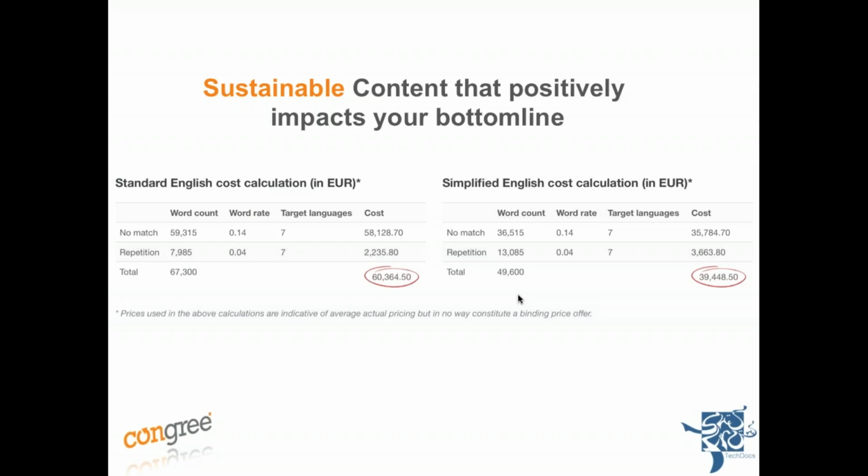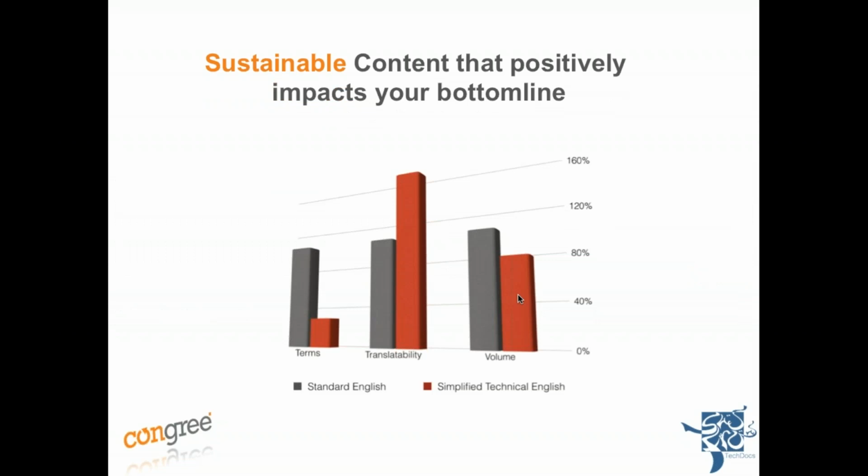So for those of you who prefer looking at a graph more than a table or a text, just an overview of how the number of unique terms, the translatability, and the overall volume of the text are affected by the use of simplified English as compared to standard English. So we have far fewer terms, around 30% of the terms that we would find in standard English, only 30% of those we will still find in simplified English. So much more consistency, less variation.